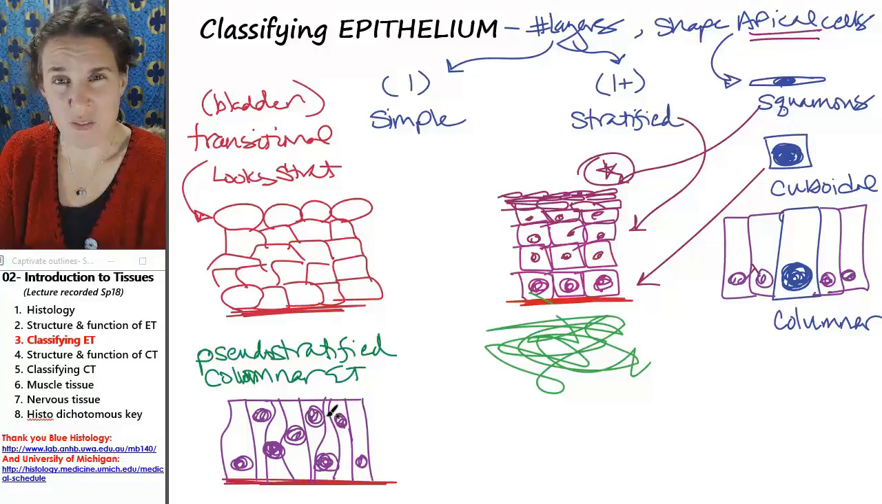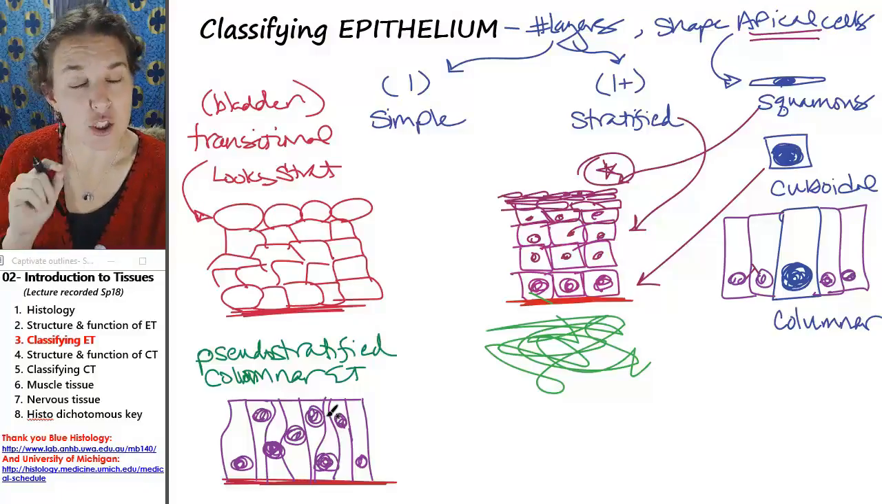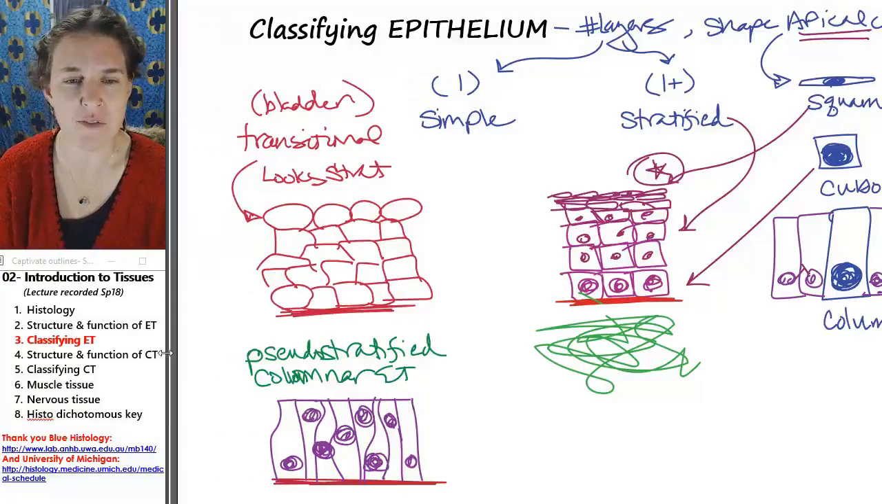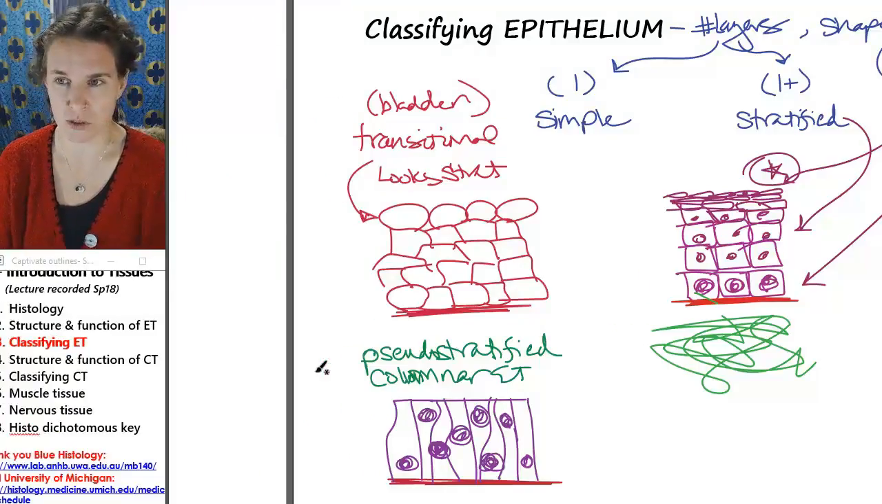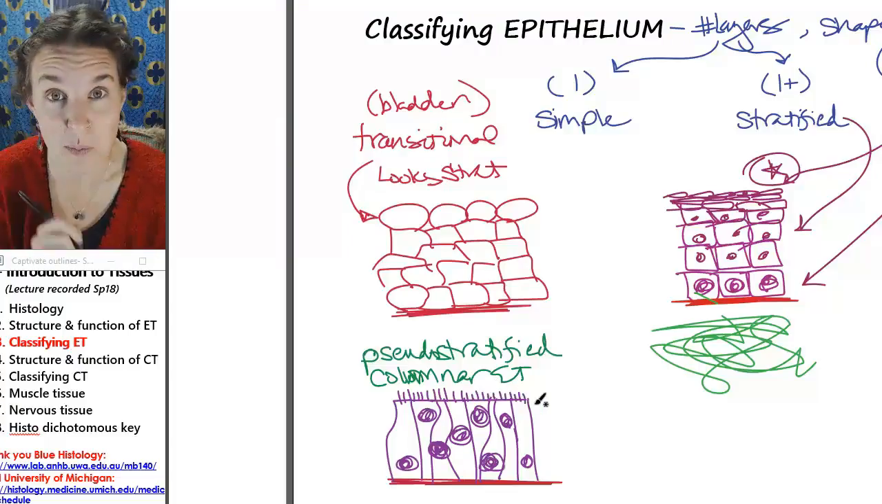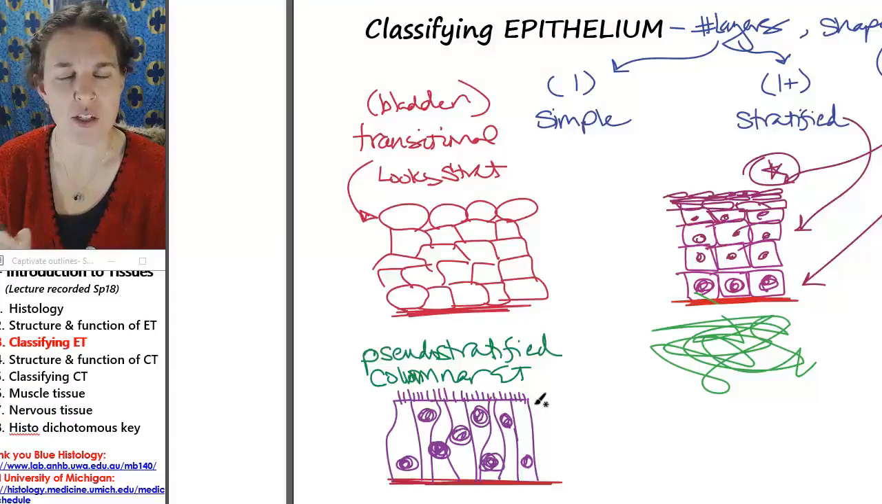So we just have one layer of cells, but because the nuclei are all over the place for whatever reason, it looks like it's stratified. So you have to be kind of careful when you're identifying this tissue. Sometimes pseudostratified columnar epithelium is ciliated, and that can also be a really nice clue that we actually don't have a stratified tissue here.